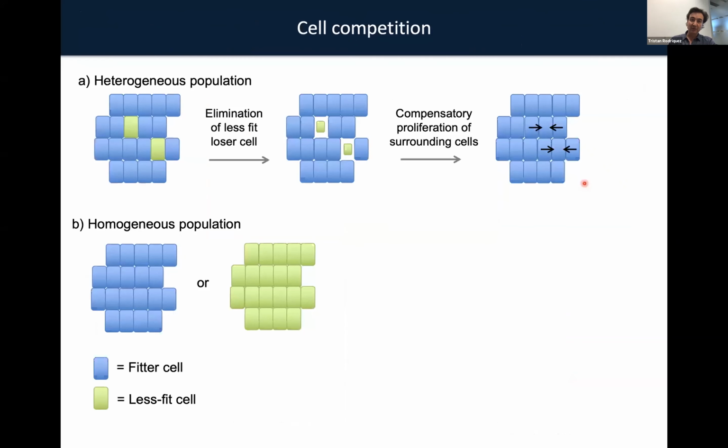And this phenomenon is very reminiscent of a mechanism that was described about 40 years ago in Drosophila, called cell competition. Cell competition is fitness quality control. It eliminates cells that carry defects that do not directly affect their viability when they're surrounded by other defective cells, but lead to cell elimination when they're surrounded by fitter cells. So they lead to an elimination in a context-dependent manner.